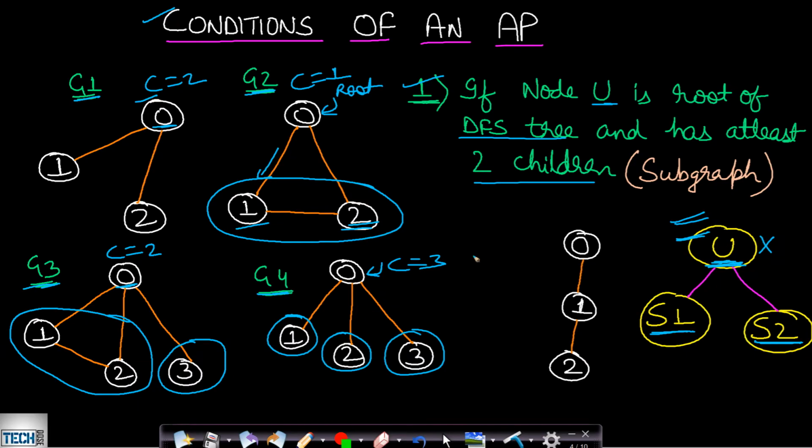Okay. Now similarly for this graph 5, this is G5. For this node 0, how many children are there? There is actually one single child. So this is one child. So the child count will be equal to 1, because this is a single subgraph.